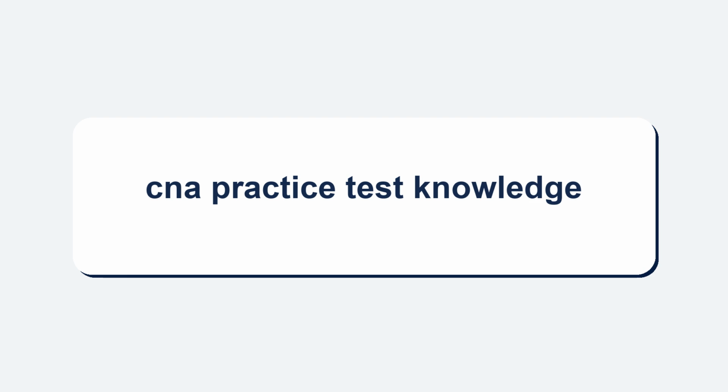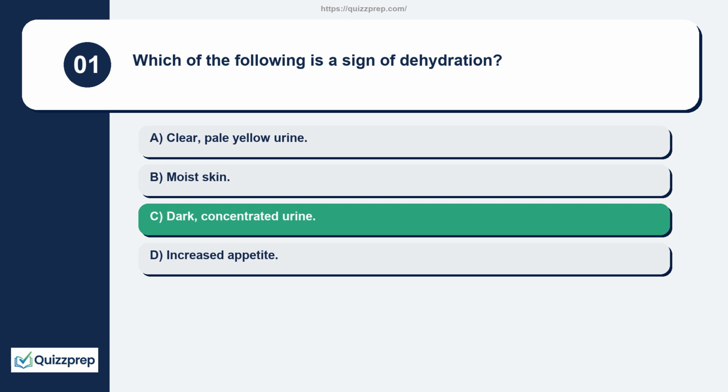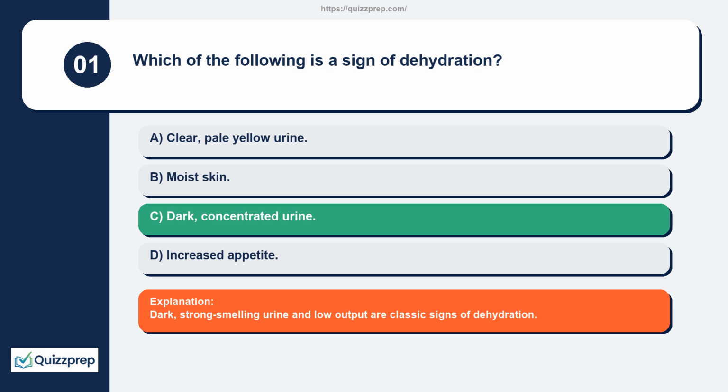CNA practice test knowledge. Question 1. Which of the following is a sign of dehydration? Clear, pale yellow urine, moist skin, dark, concentrated urine, increased appetite. Dark, strong-smelling urine and low output are classic signs of dehydration.